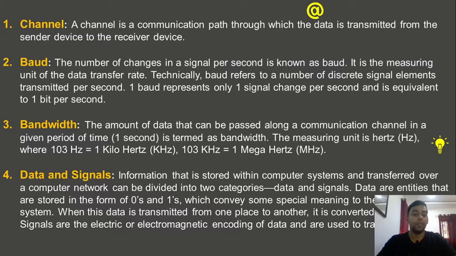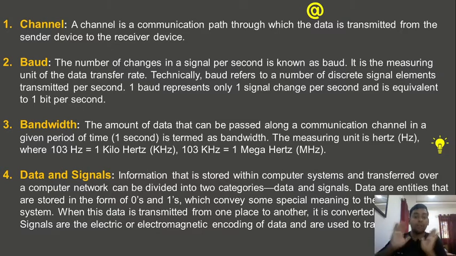Kbps, Mbps, Gbps, all that, right? Yes. But baud is a technical term. Baud is equivalent to bits per second, BPS. That means the number of signal changes per second. That means one baud means one signal change per second. Next one, bandwidth.